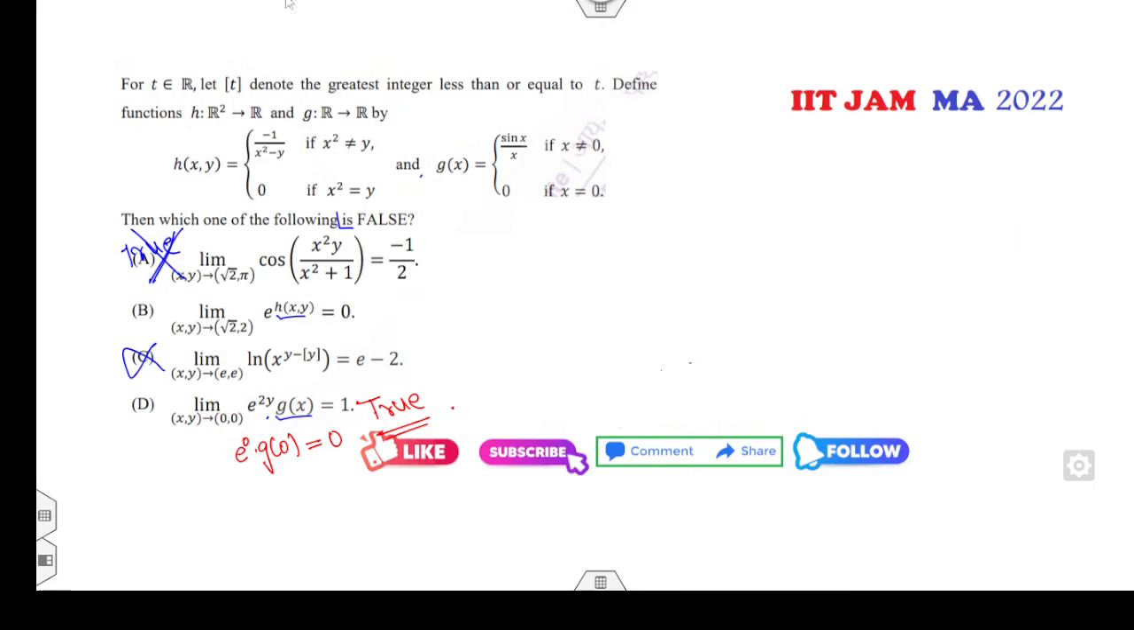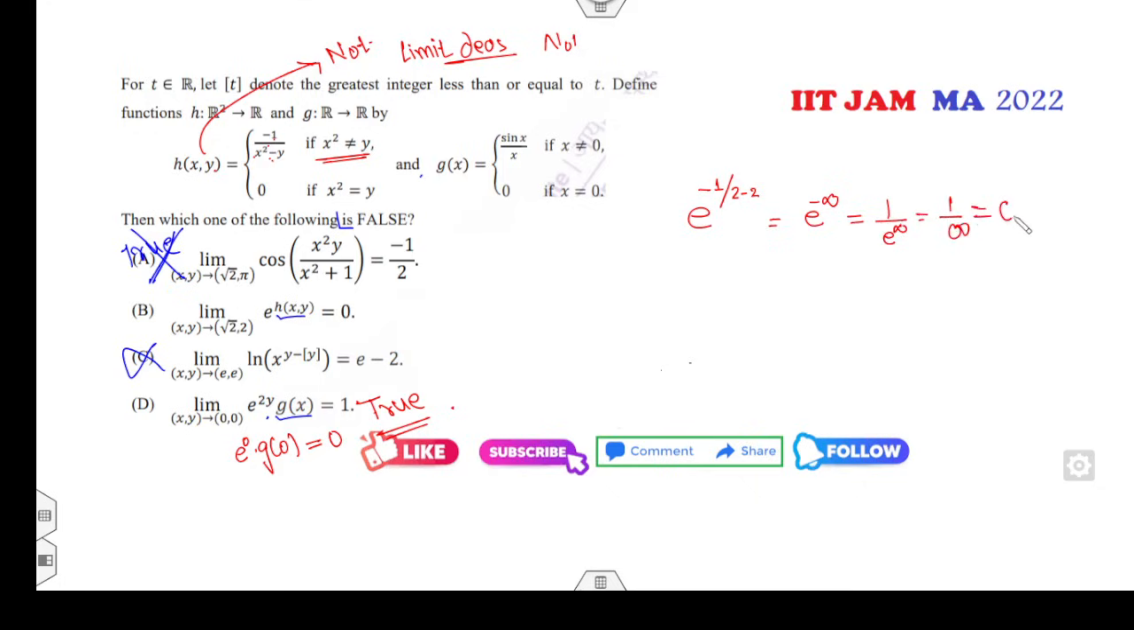Similarly, we can check this part, whether h is continuous. No. Why? Because at the point 0, the degree of the numerator is smaller than the degree of the denominator, so the limit does not exist. If the limit does not exist, then it is not continuous. So the first part is e of h root 2. So you can substitute here. It is -1 divided by 2 minus 2. So that will be e raised to power minus infinity, which is 1 over e to the infinity. That is my 0.